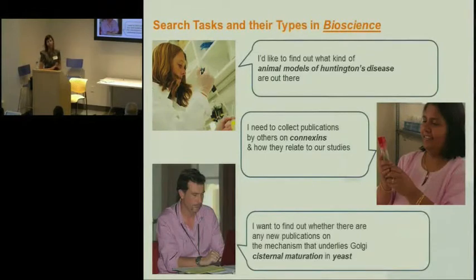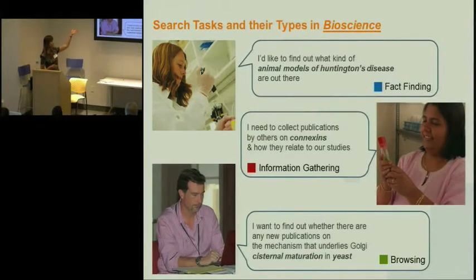We actually found that in bioscience, it's pretty hard to identify the type of the search tasks. But looking at these actual descriptions of search results by our participants, you can see that there is some similarity. So animal models of Huntington disease is quite specific, so we call it a fact-finding search task. If a researcher wants to find information that relates to their own studies, it's information gathering. And if they're just browsing a new publication in a given area, then it's browsing.